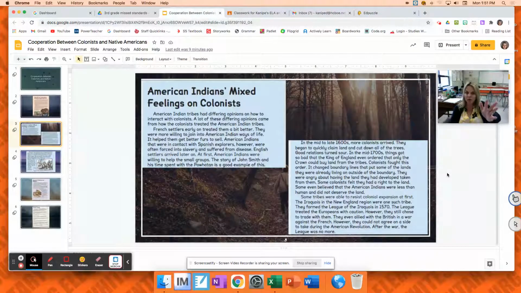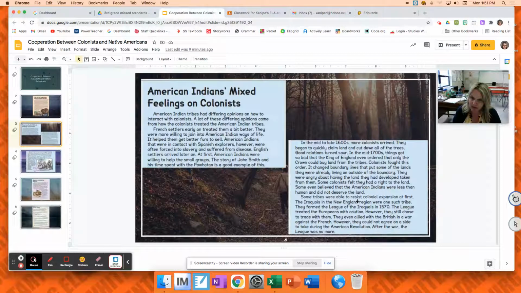And the colonists were told, you can have this land. Well, after that proclamation, the king gave it back to the natives and said, you've got to get back off of it. So that was anger towards the king, but anger towards the natives because they felt like they had earned that land in the French and Indian War. And now the king was giving it back to those natives. They were angry about having the land they had developed taken from them. Some colonists felt they had a right to the land. Some even believed that the American Indians were less than human, they weren't even people, and didn't deserve the land.